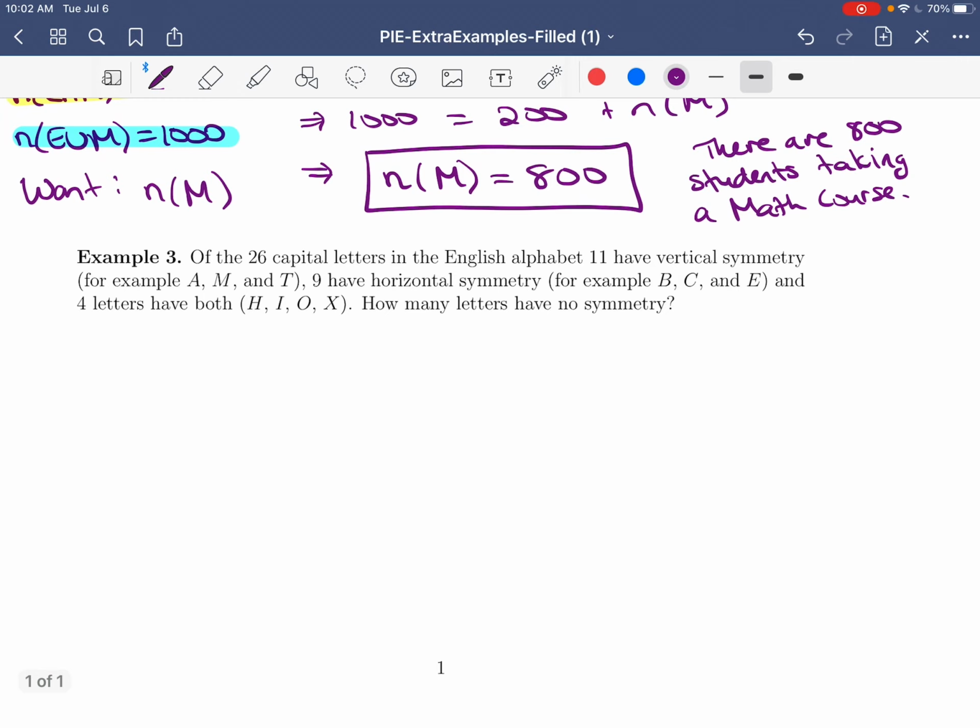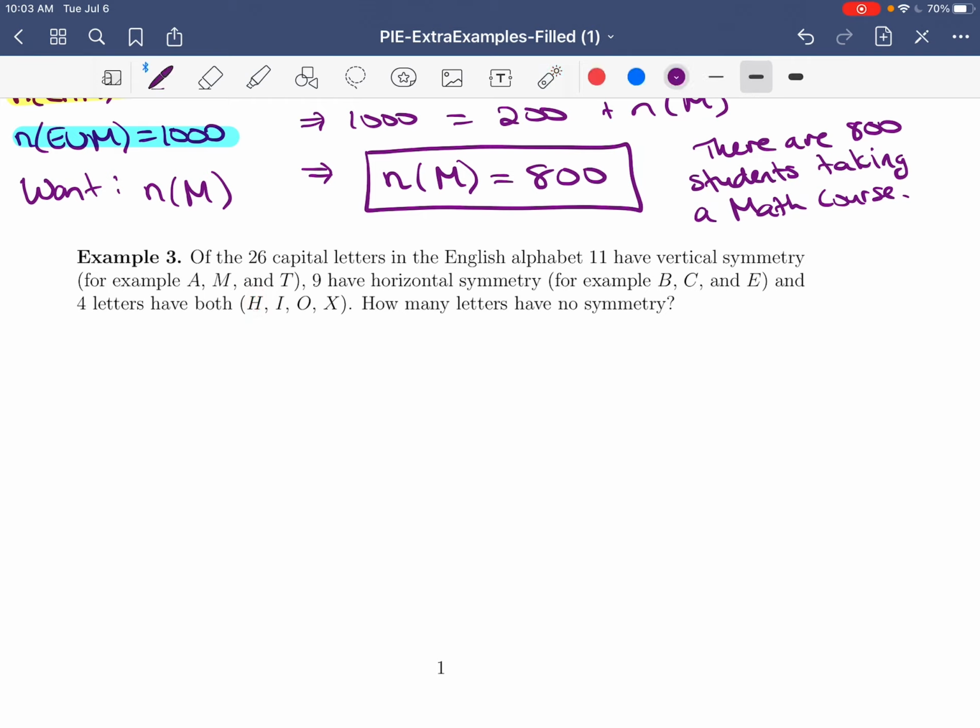Okay, one more. Of the 26 capital letters in the English alphabet, 11 have vertical symmetry, 9 have horizontal symmetry, and 4 have both. They've given the examples here. So I guess maybe vertical symmetry means that if you have a vertical line down the middle, they're the same on both sides. Horizontal symmetry, if you have a horizontal line down the middle, they're the same top and bottom. So now these guys here are the same vertically and horizontally.